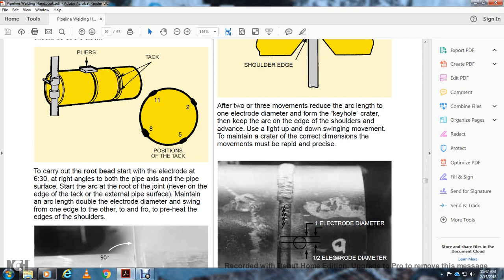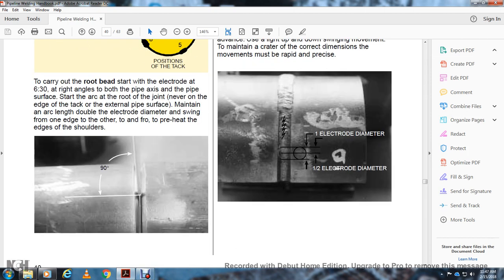To carry out the root bead, start with the electrode at a right angle to the pipe axis. Start the arc in the joint, never on the edge of the tack, on the external pipe surface. Maintain the arc at double the electrode diameter and swing from one edge to the other, to and fro, to preheat the edges of the shoulder. This shows a 90-degree angle.